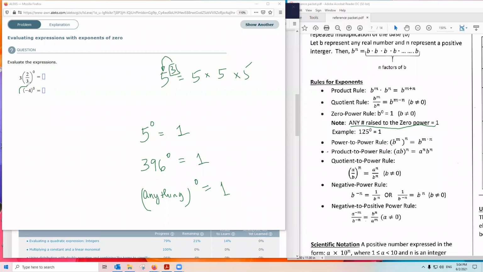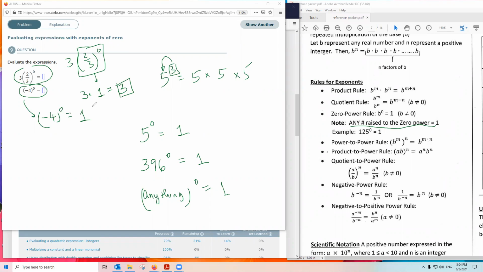So let's come here. It has negative 4 to the exponent 0, but anything raised to the exponent 0 is 1. How about up here? It has 3 times 2/3 to the exponent 0. Well, 2/3 to the exponent 0 I know is 1, but I have to bring this 3 down with me, so 3 times 1 gives me the answer 3.